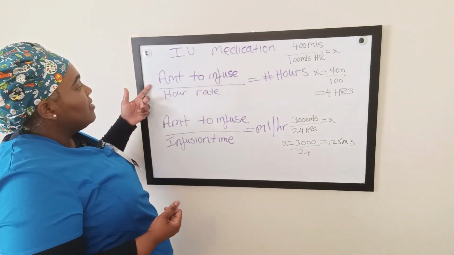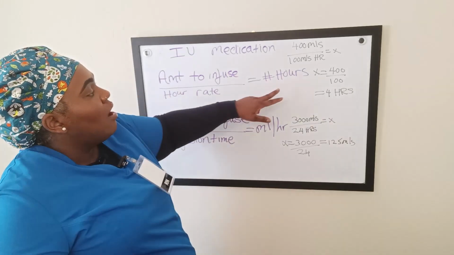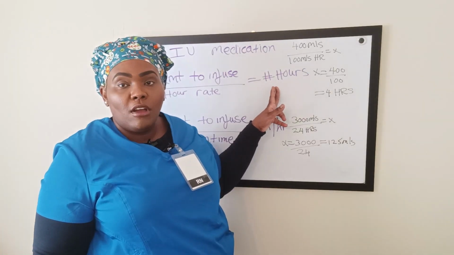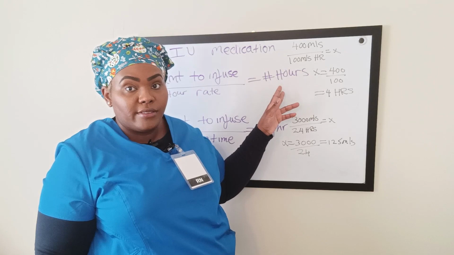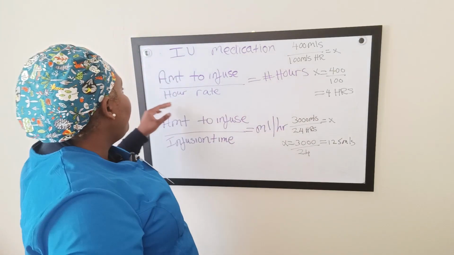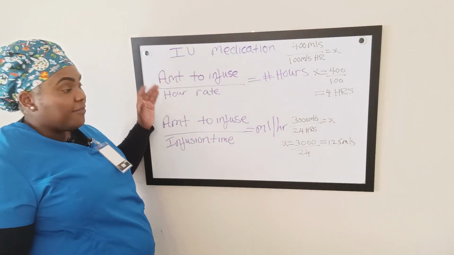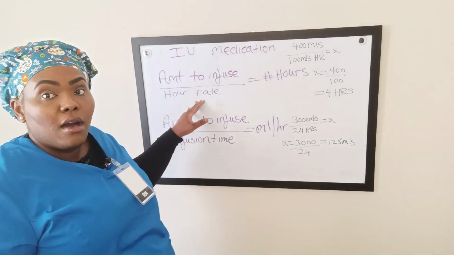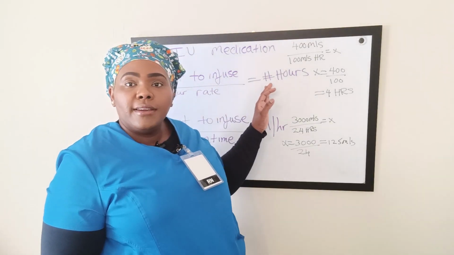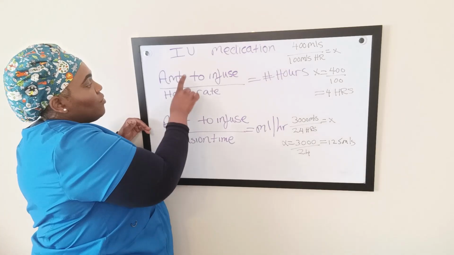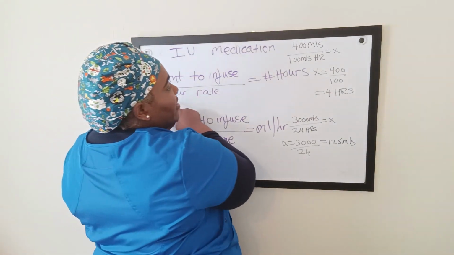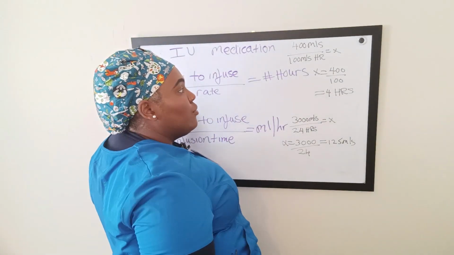This one here is where we're trying to figure out the length of time for the infusion. How much time, how many hours, right? We have the amount we want to infuse. We have the infusion rate per hour, but we don't know how long it's going to take. This is easy. Amount to infuse is divided by the rate and it's going to equal how many hours. We know that, right?